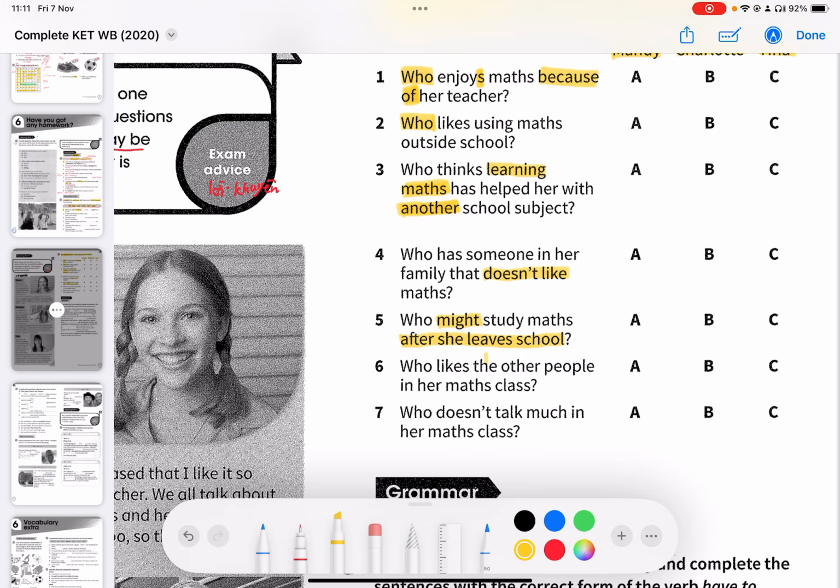Yes. And we've got number 6. Who likes the other people in her maths class? And number 7, who doesn't talk much in her maths class? We've got maths class.